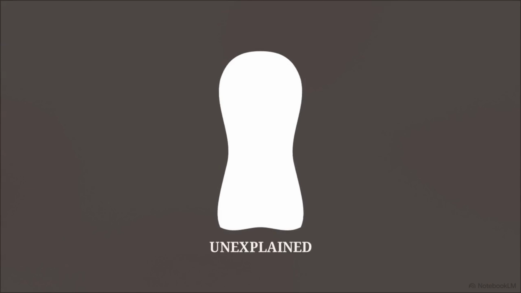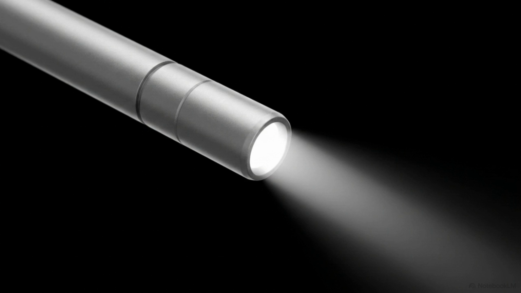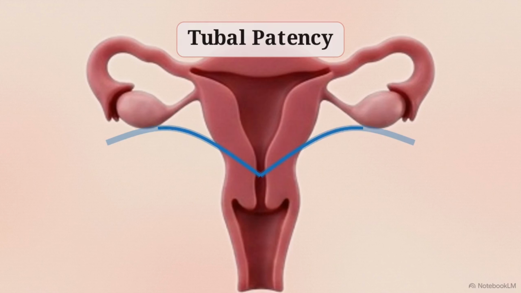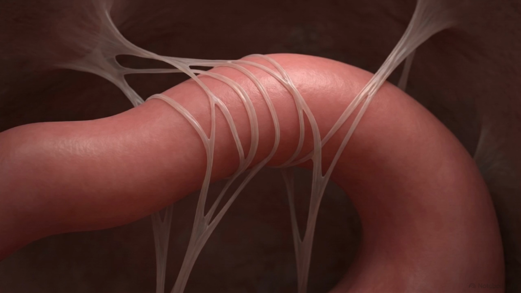Moving a patient from unexplained to a confirmed diagnosis requires a physical shift in perspective, moving from external imaging to internal direct vision evaluation. The hysterosalpingogram, or HSG, uses X-rays and contrast dye to confirm the basic interior shape of the uterus and whether the fallopian tubes allow fluid to spill out. While an HSG proves the tube is open on the inside, it cannot assess the external environment. It is blind to the fine, web-like paratubal adhesions that might restrict the tube's movement on the outside.